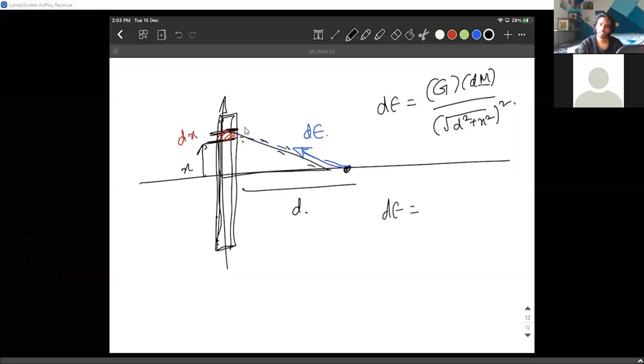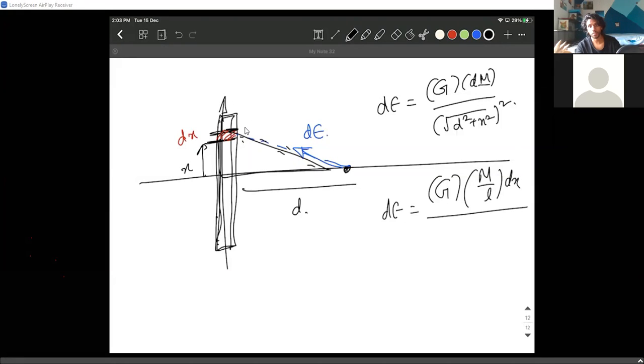So to be clear, dE equals G m by L into dx. We all know how to write dm by now. We should be knowing it by now. If you don't, it's not acceptable. Divided by d square plus x square, so they're balanced. So you'll get a value like this. Now you cannot integrate this.